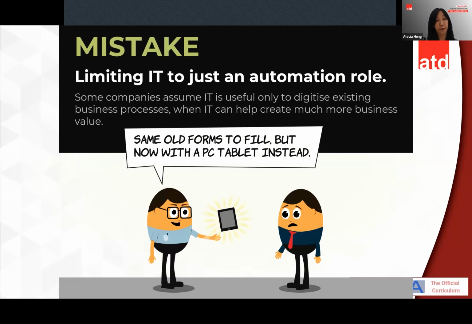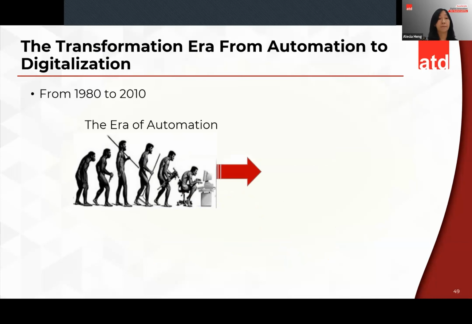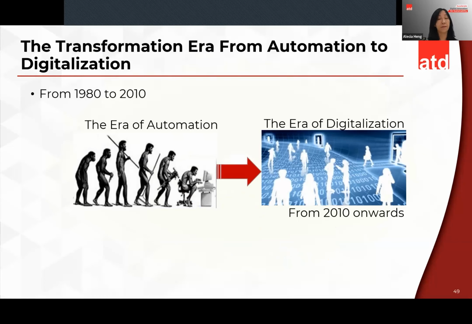As you saw earlier in the videos, when we do automation, many times we look at how we can automate the process. We are not looking into how we can digitally transform the entire capabilities. So instead of automating the process, like the A to J process you see here, we should look at how we can digitize the process to produce additional capability for the business. From 1980 to 2010, we were in the era of automation. But today, we are in the era of digitization.